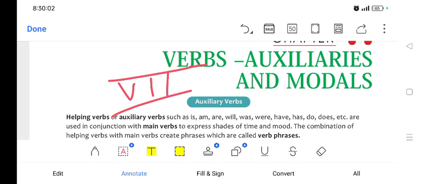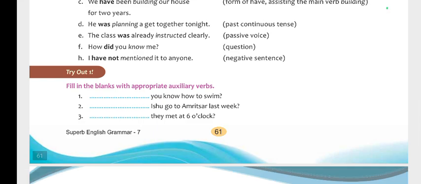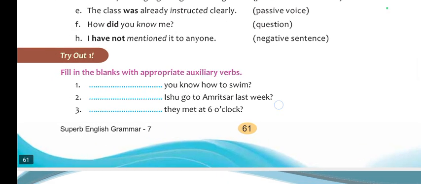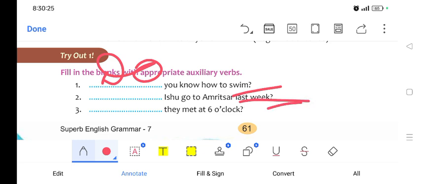Okay, so let's solve Try Out 1. Fill in the blanks with appropriate auxiliary verbs. The first one: do you know how to swim? We'll start the question with "Do you know how to swim?" because it's a question sentence. Next is Ishu go to Amritsar last week. Last week means we are talking about past tense, so we'll put here past indefinite tense. Did Ishu go to Amritsar last week?